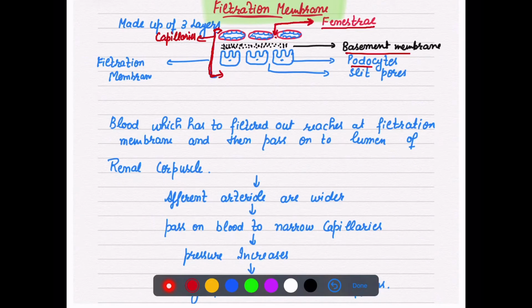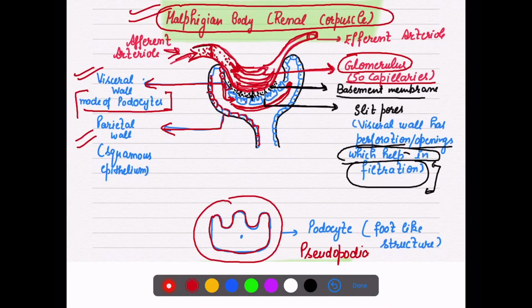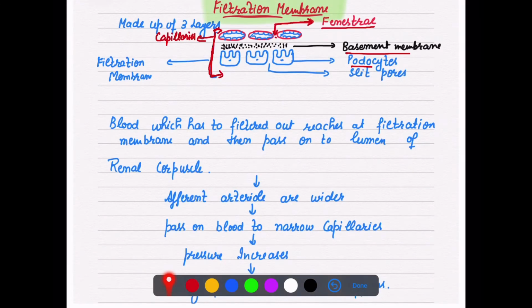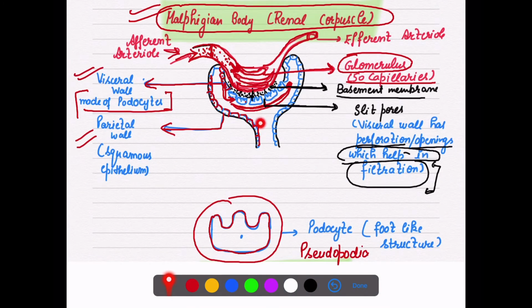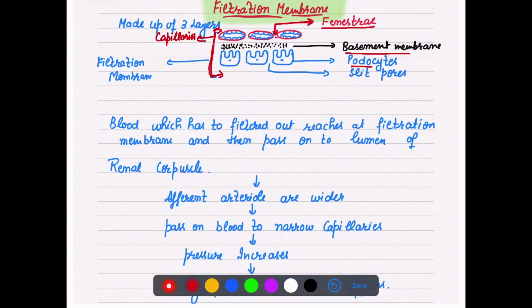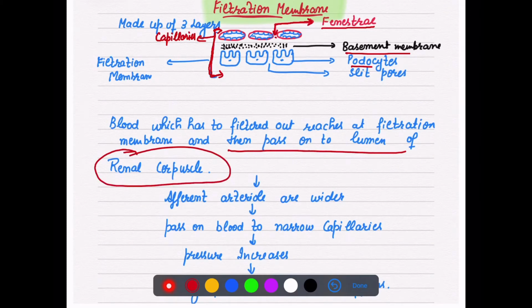So whatever blood is filtered out, this blood is coming through the afferent arteriole, it is filtered out here in the glomerulus. As soon as it filters out, it reaches the filtration membrane, and then it is passing on to the lumen. This space of our Bowman's capsule is known as lumen. Then after all the filtration, it passes on to the lumen of our renal corpuscle.